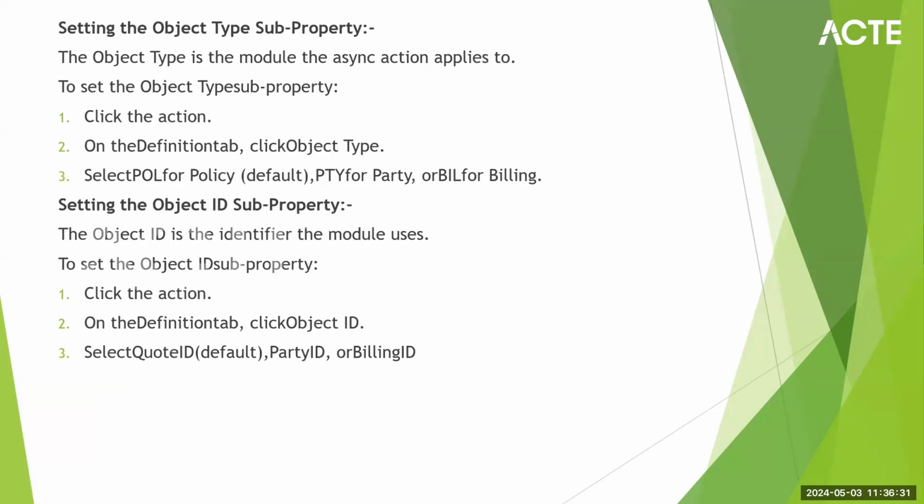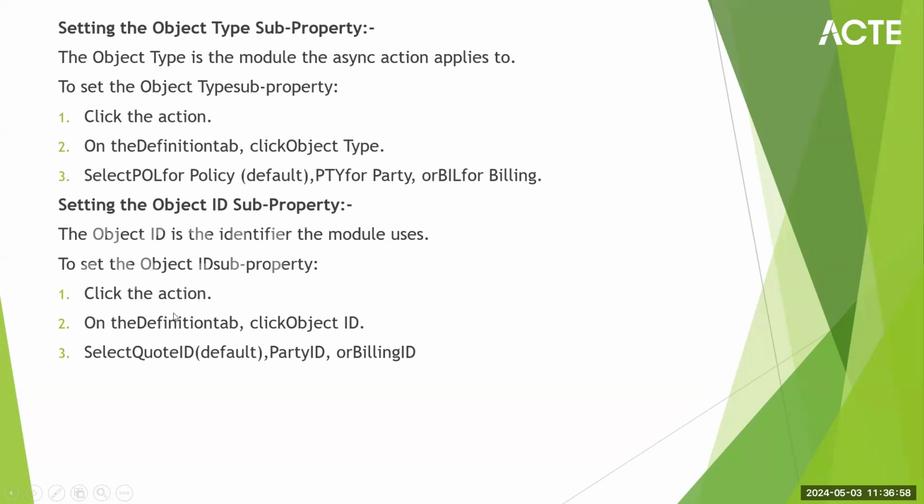Setting the object type property. Object type is the module that the action applies to. How do you set it? Action definition tab, object type, and select POL for policy. By default you need to select POL for policy. For party, select PTY. For billing, click on BIL.